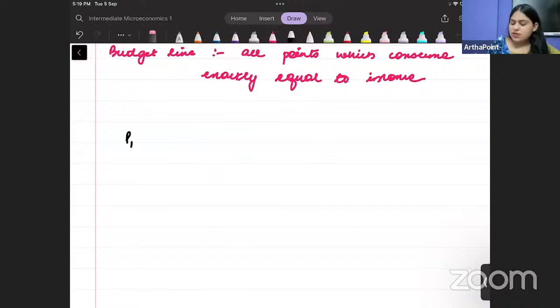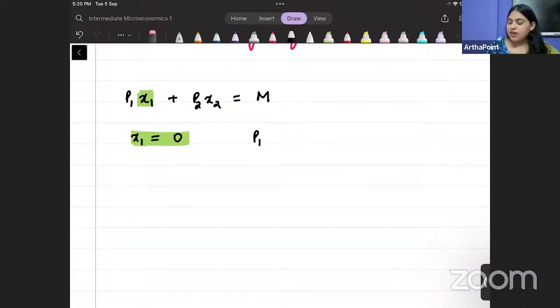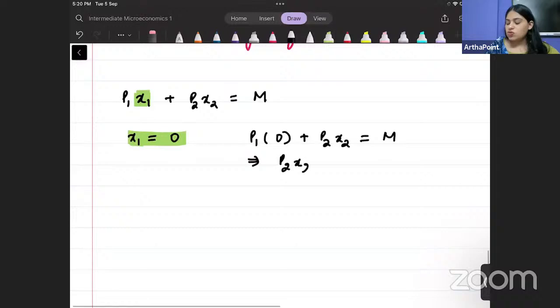Let's say my budget line is P1 x1 plus P2 x2 is equal to M. Can you tell me what will happen when I go ahead and put x1 as 0? So when I put 0 instead of x1, what will be the value of x2? How can I find that? Just put 0. What will you get? P1 into 0 plus P2 x2 is equal to M. So beta, this will simply be P2 x2 is equal to M. So your x2 will be M by P2.